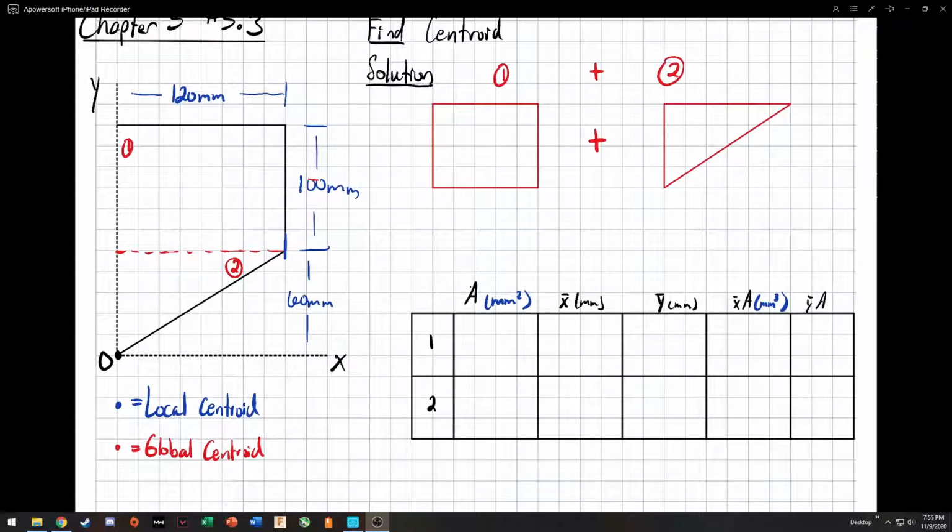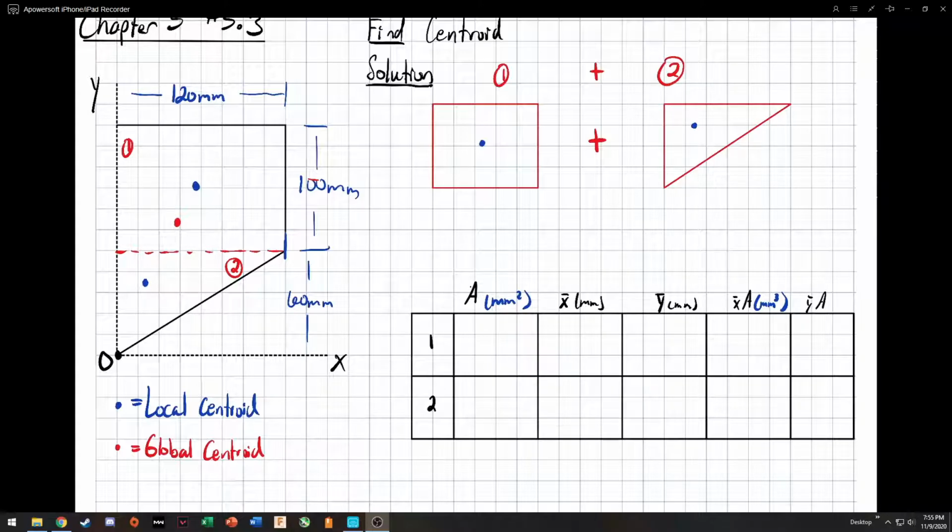We know that the local centroid of a rectangle is going to be in the center, half of the width and half of the length. On a triangle it is going to be 2/3 of the base or of the height, so most likely somewhere about right there. Same thing over in the big drawing. Those are going to be our locals. We can guess that our global is probably going to be somewhere around there. This is going to help us be sure that when we do our math, our assumption is correct.